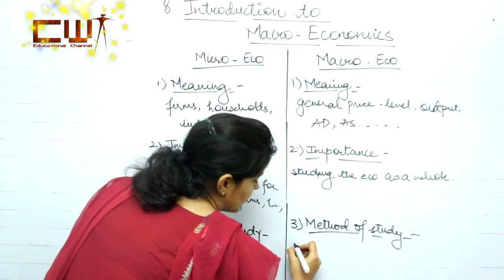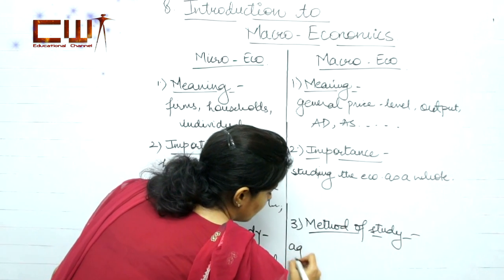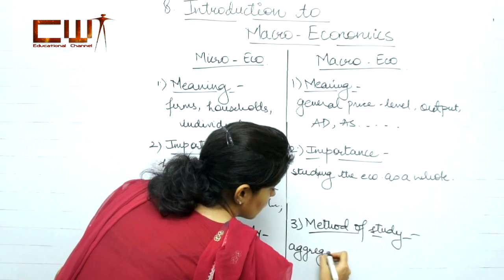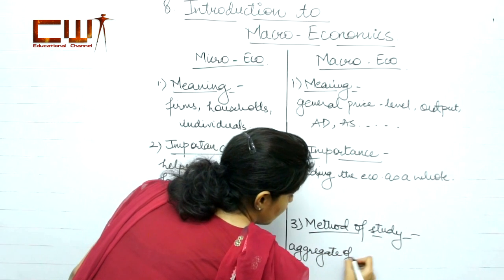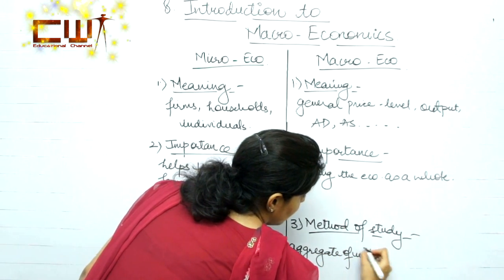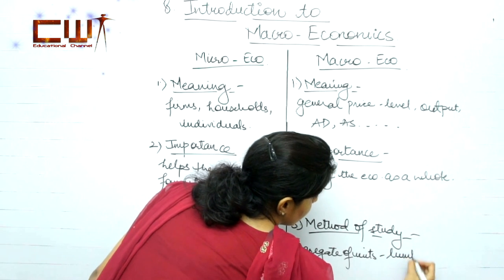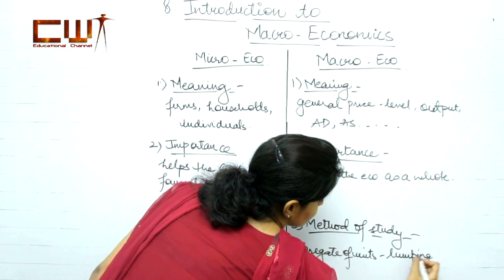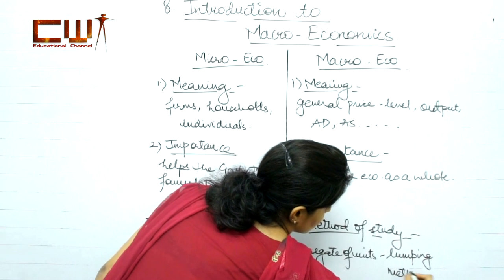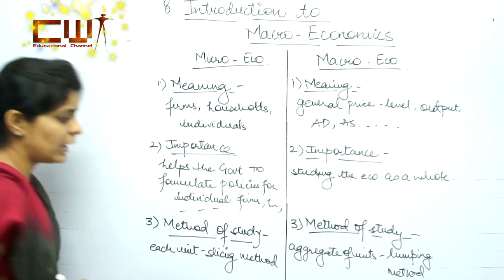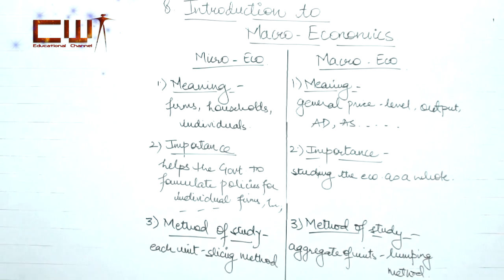And in macroeconomics, you study the aggregates. How do you study by aggregates? And you use which method? Lumping method. Alright, this is how you study.